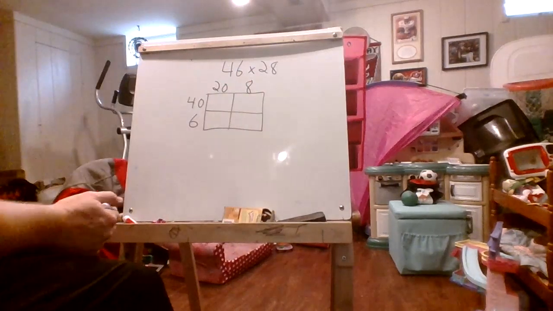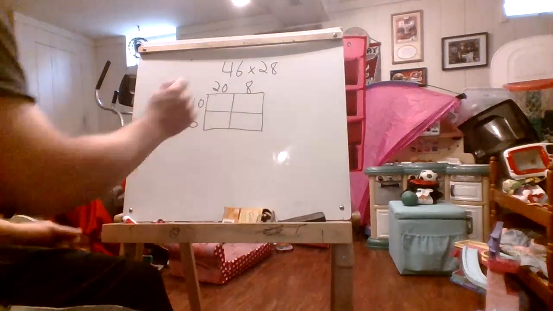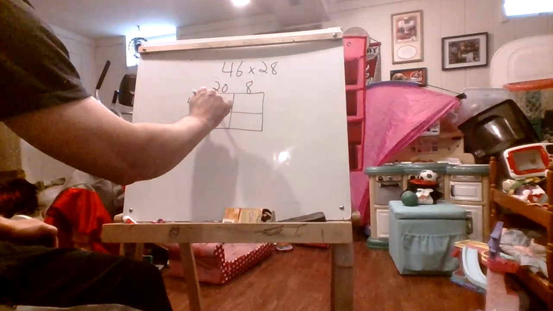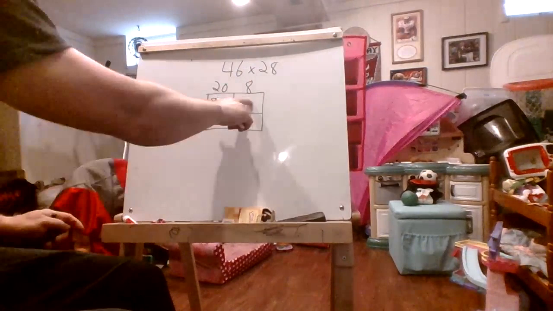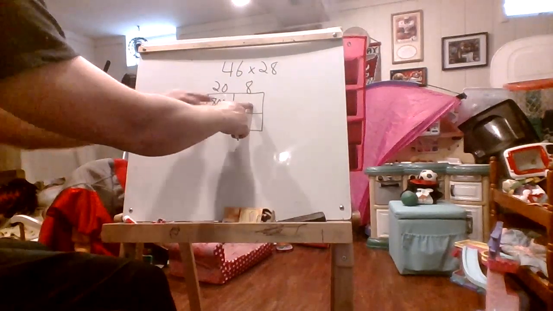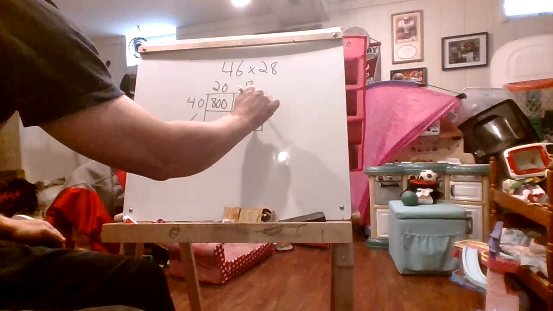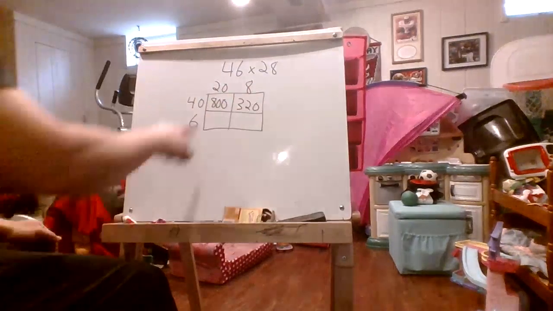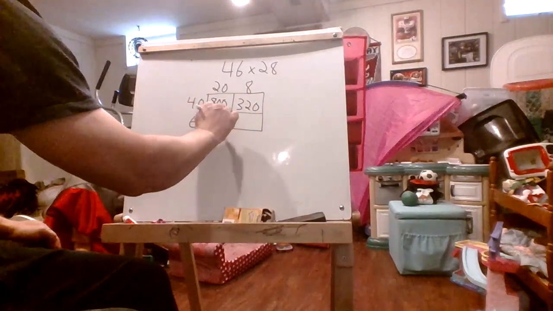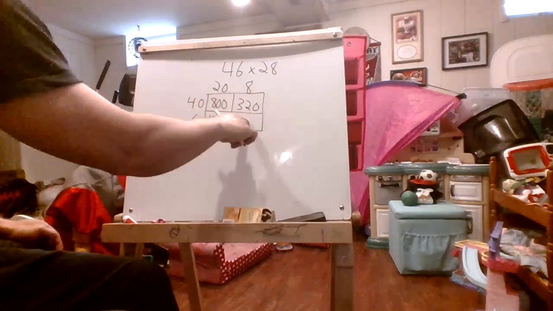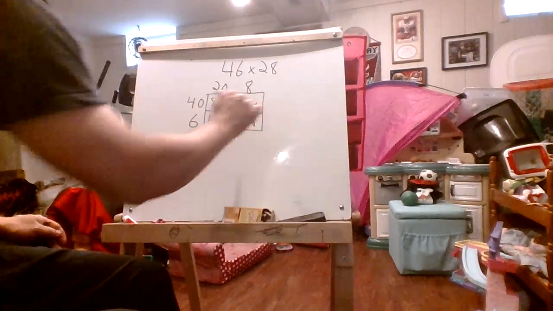Now you're going to multiply by the boxes. 40 times 20, you're going to multiply for this one. So 4 times 2 is 8, and we add the 2 zeros. So we get 800. For this box, it's going to be 8 times 40. 4 times 8 is 32. We add the 0. For this box, we're doing 20 times 6. 2 times 6 is 12. We're going to add the 0. And this box right here is 6 times 8, which is 48.